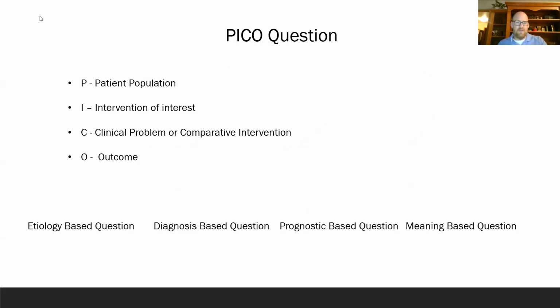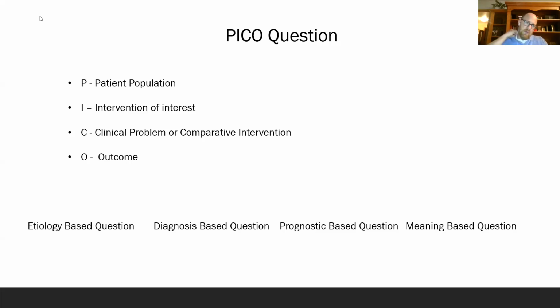So, the PICO question. This is a way of asking a question or trying to identify something that you are going to essentially research. You guys have probably done this already before, but the P in PICO stands for patient population. I stands for intervention of interest. C stands for clinical problem or comparative intervention. And then O stands for outcome.